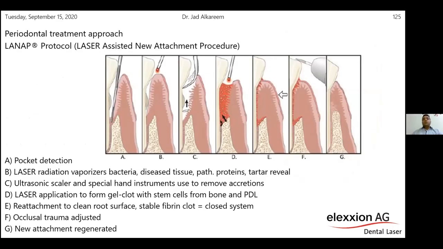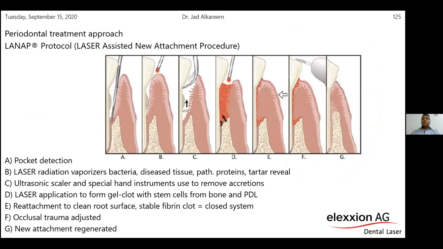This is how you can do the pocket treatment using the diode laser. First you have to detect the pocket depth, then do the normal scaling to remove all the plaque, the calculus, or any infected debris inside the pocket. Then you insert your fiber at the end of the pocket without activation. So the laser should be off at that time.